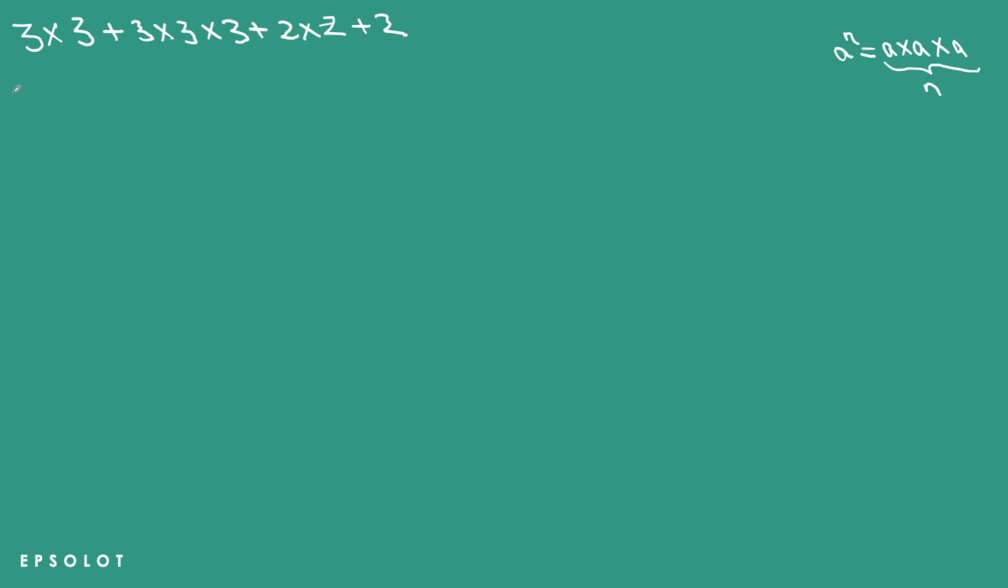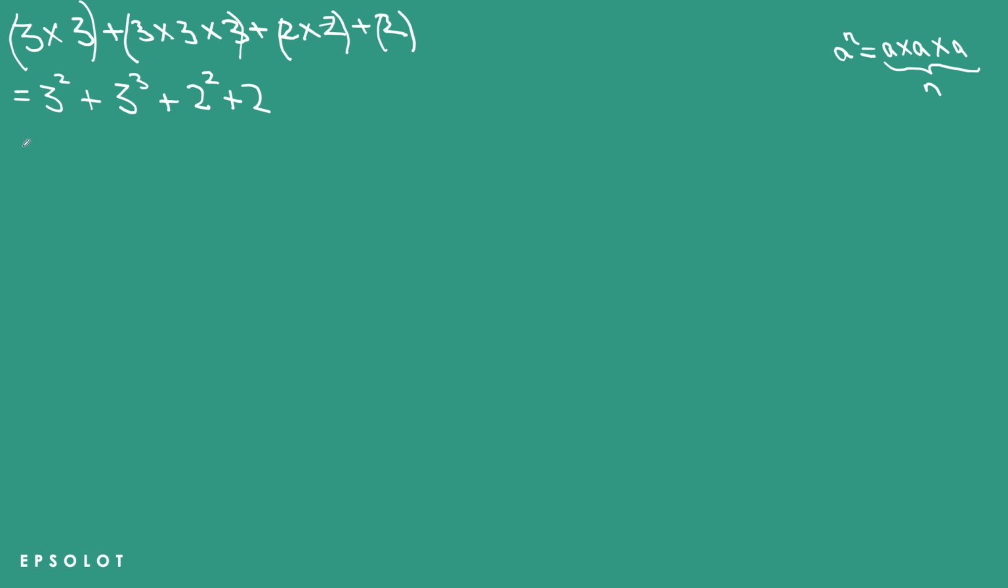So the best way to do it is to actually group the multiplying numbers together. So this is one group, this is my second group, this is my third group, and this is my fourth group. So the only way you can rewrite this equation is by saying 3 to the power of 2 plus 3 to the power of 3 plus 2 to the power of 2 plus 2. So that is one term.